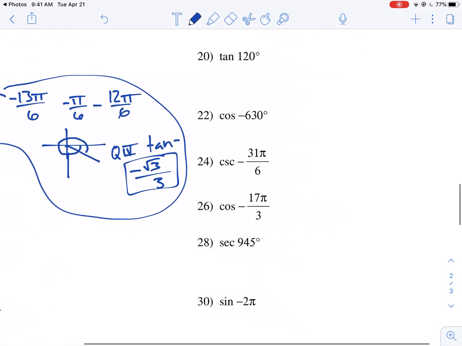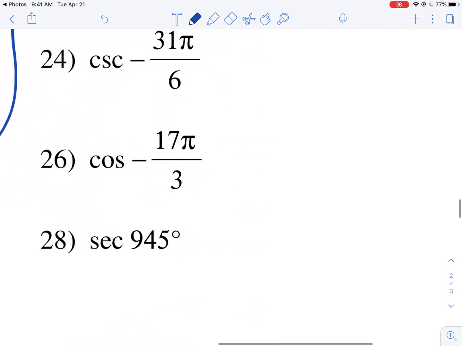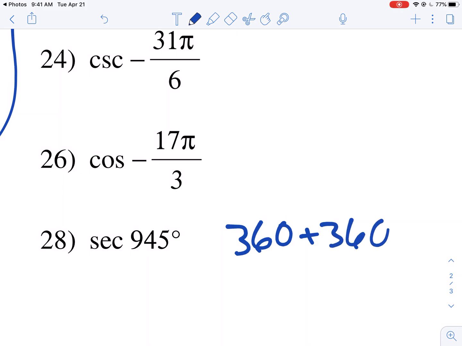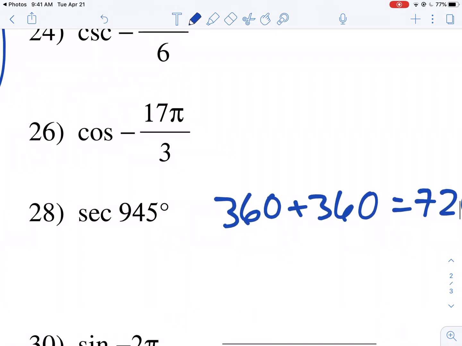If I look at the secant of 945 degrees, I have to start thinking to myself, all right, I've got 360 plus 360 is 720. Another 360 on top of this is obviously going to get me past 1,000, so I'm going to do 945 minus 720.